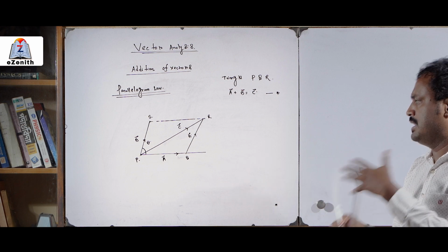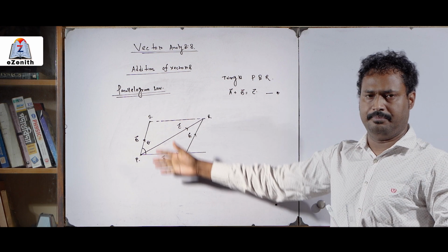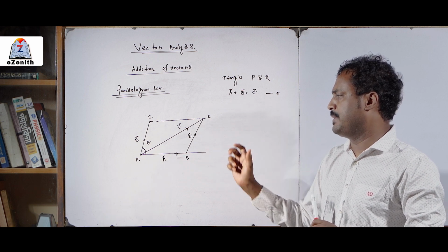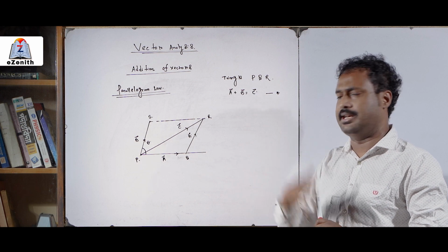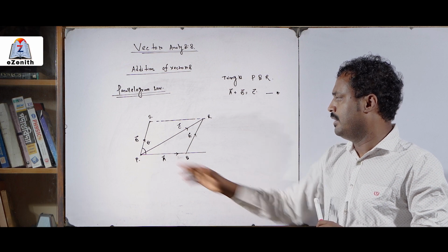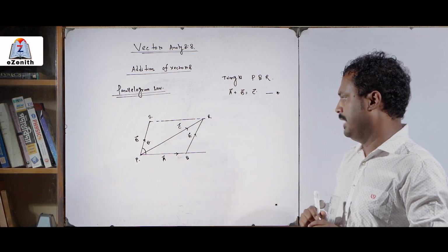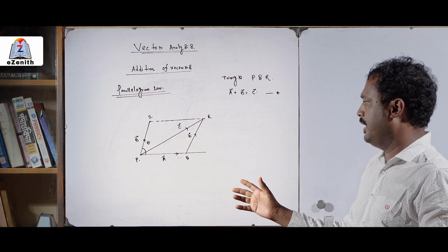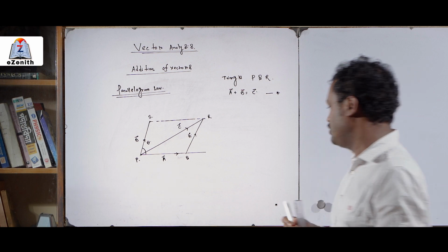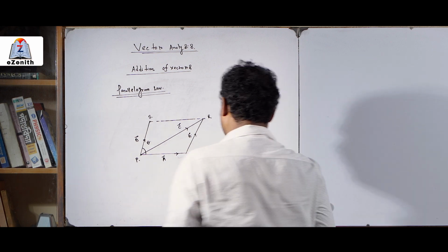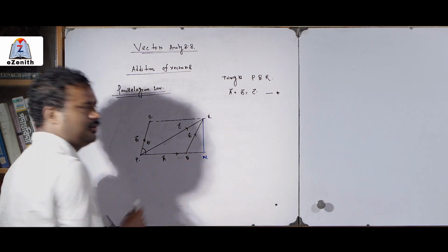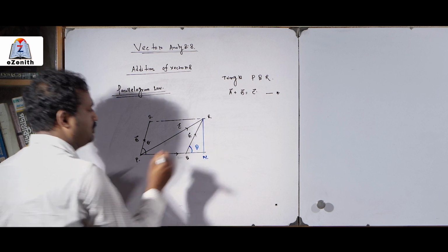Only the change is here: we consider a parallelogram. If two consecutive sides of a parallelogram are represented by the vectors in both magnitude and direction, then the diagonal represents the resultant. If theta is the angle between them, then we can find the value of this resultant vector by the analytical method. Just draw a perpendicular from here.